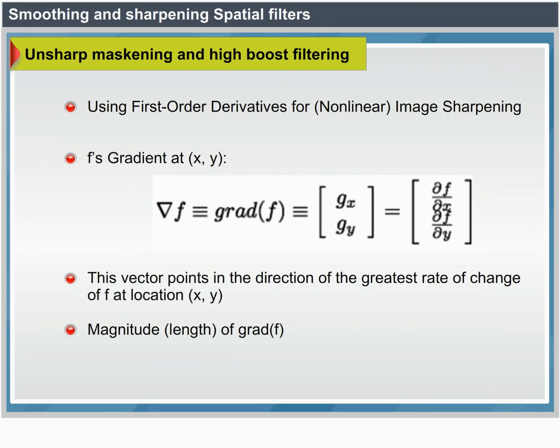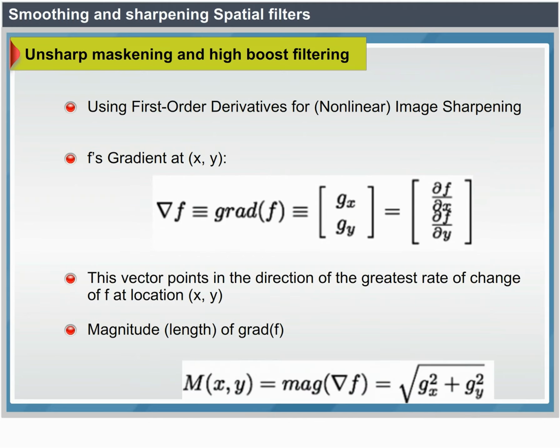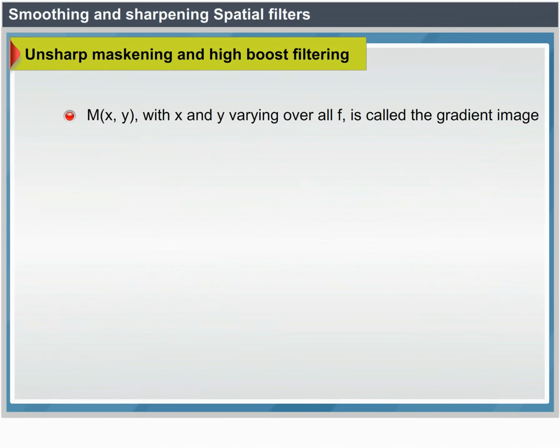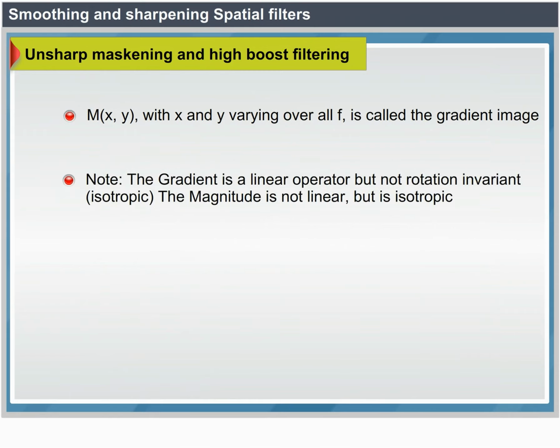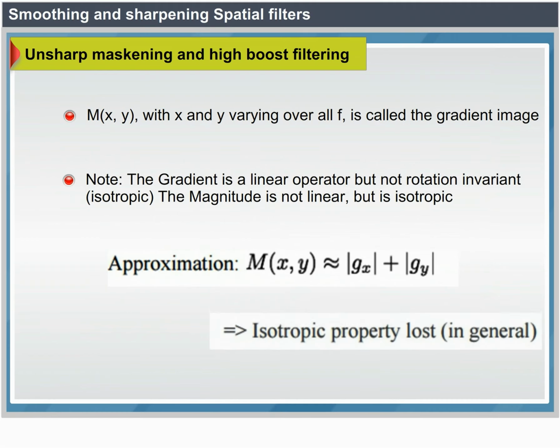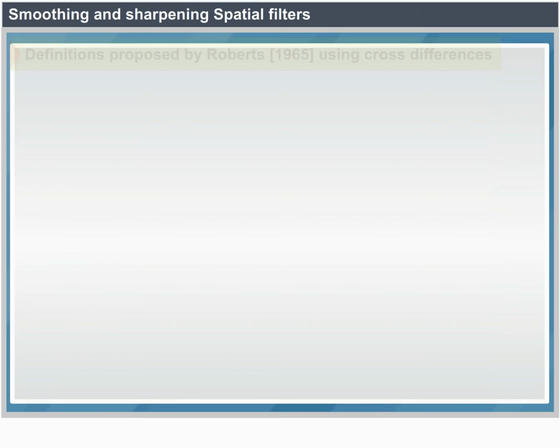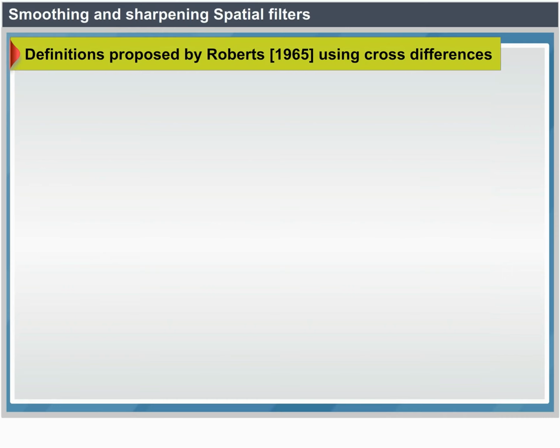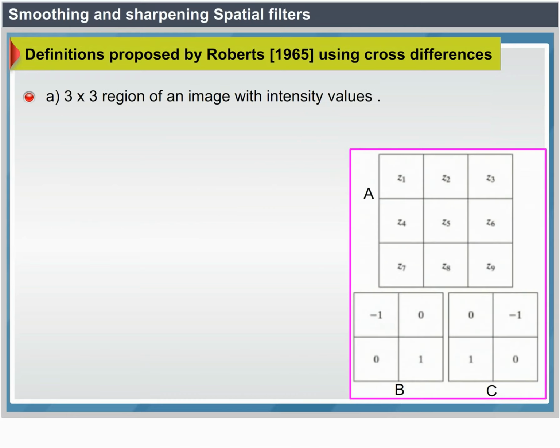Definitions proposed by Roberts in the year 1965 using cross differences. In the below figure, A represents a 3x3 region of an image with intensity values. B and C represent Roberts cross gradient operations. Approximations to Gx and Gy using a 3x3 neighborhood centered on z5. In the below image, we can distinguish the optical image and the Sobel image. Combination of image enhancement methods.